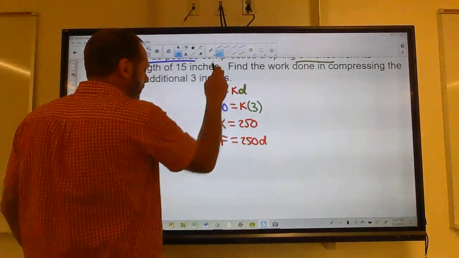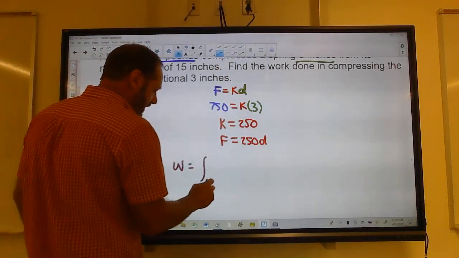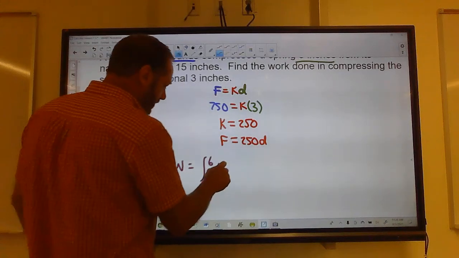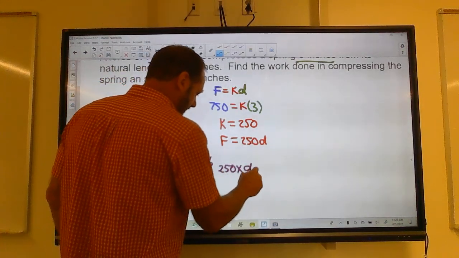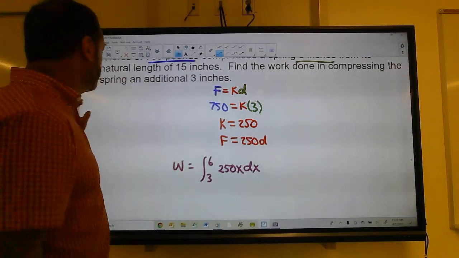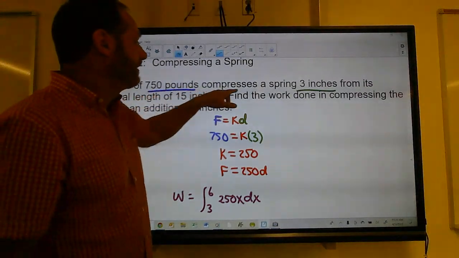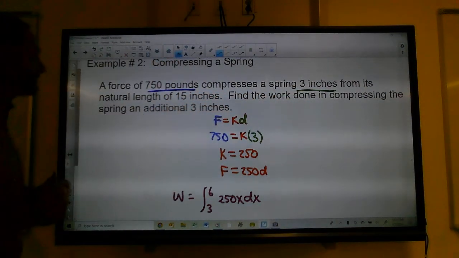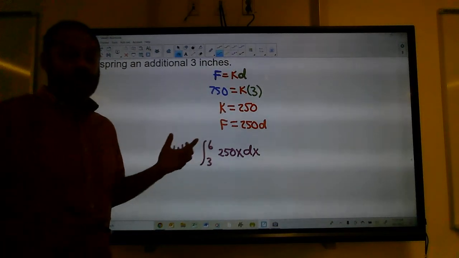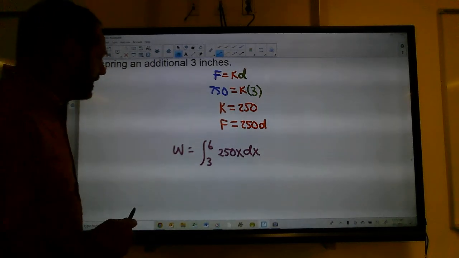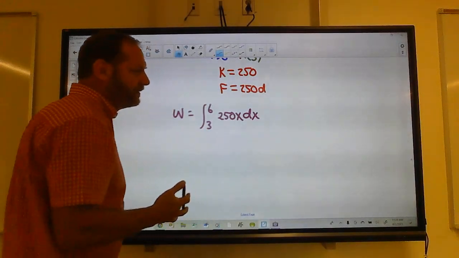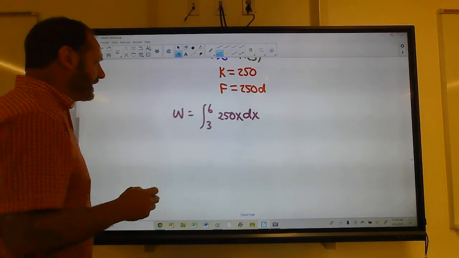Okay, so the amount of work then is going to be the integral from 3 to 6 of 250 x dx. Now, why is it 3 to 6? Well, remember, this is variable. So I've already moved it 3 inches because it told me it takes 750 pounds to spring 3 inches from its natural length. As I compress it from 3 to 6, it's going to take more work to do that. This is a pretty easy one to set up, which is generally the hardest part. Setting up the problem is the hard part. After that, it's pretty easy.